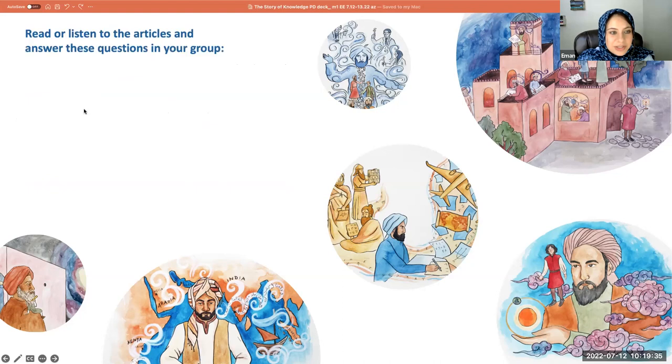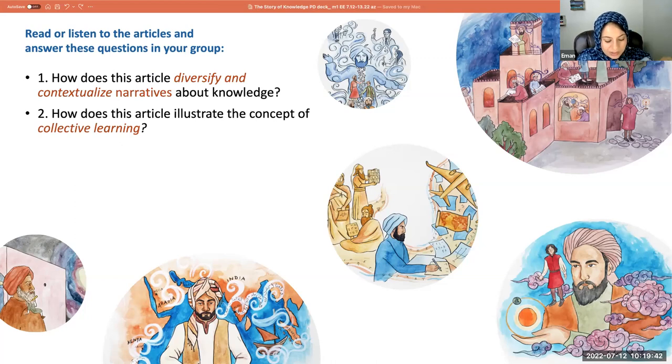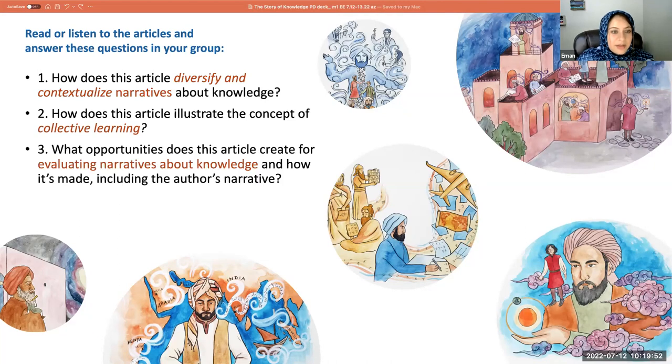So just to reiterate, we have the same questions as before. We'll put them in the chat and we'll let you know in each breakout room which one you'll be discussing. I can go back to the previous slide if you like. The questions we'll be discussing are, how does this article diversify and contextualize narratives about knowledge? So the first prong, where is the diversification? Where is the contextualization? Second question is collective learning. Do you find it in this article? Where do you find it? It might be named directly, it might not be. And then the last one is, what are the narratives going on here? What's the author's narrative, maybe the illustrator's narratives, and what are some opportunities there for students to jump in and respond, agree, disagree?